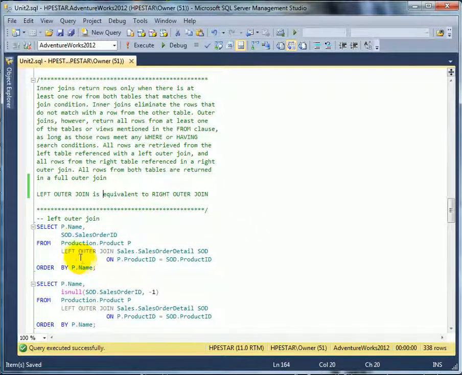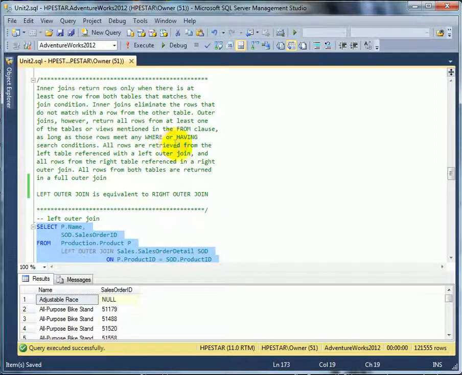So let's check out the first example. In this example, the left table is product. That means we want to list everything from the product, even if there is no match in the sales order detail table. So let's just do that. And here is the result. But how can we explain it?